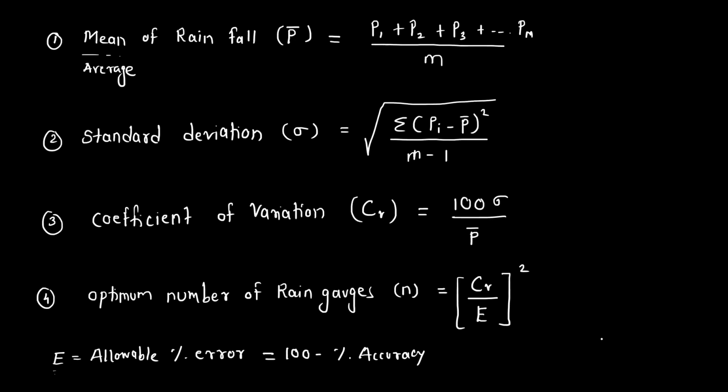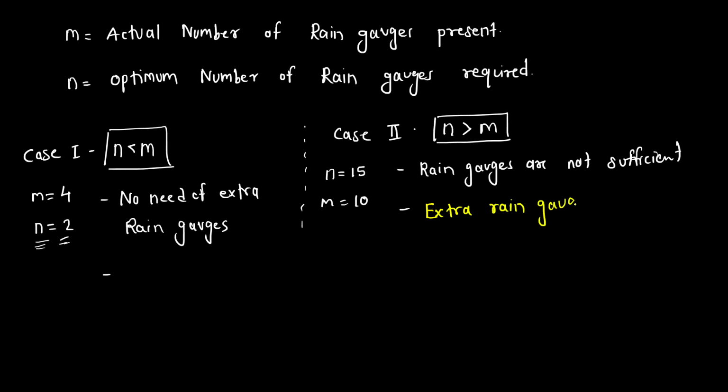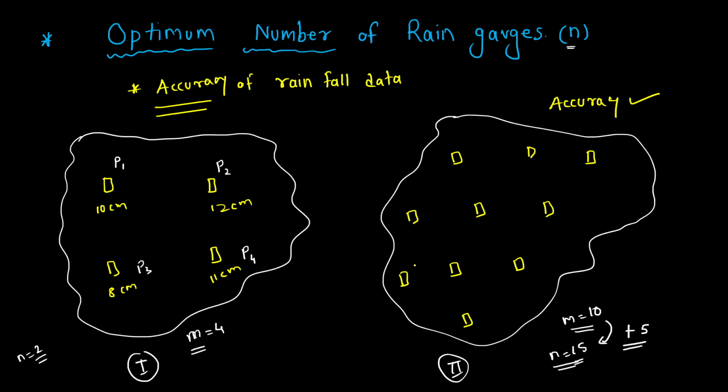So here in this case, the rain gauges are not sufficient. So extra are needed. This is asked in the question. So extra rain gauges required. So in this case, how many extra rain gauges were required?